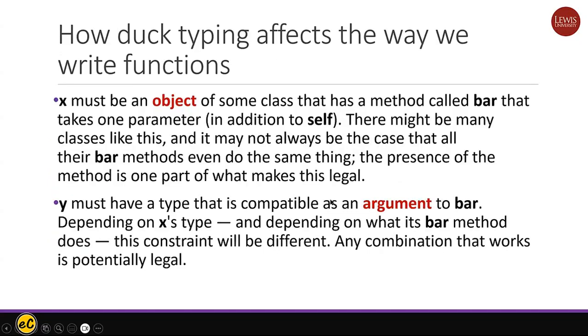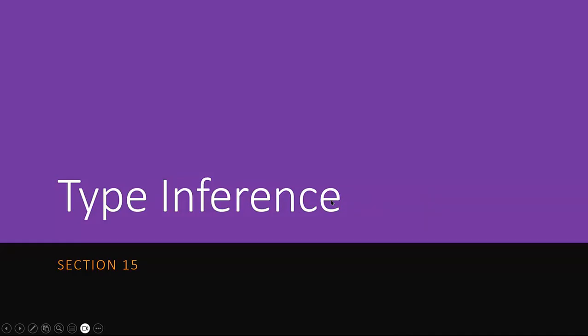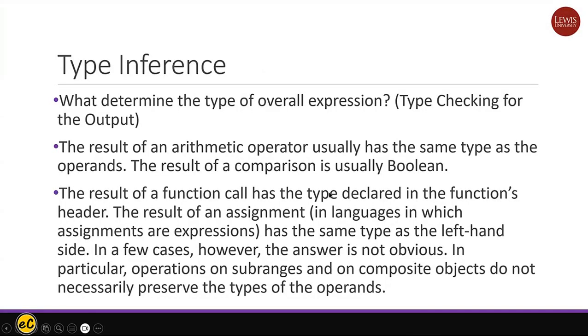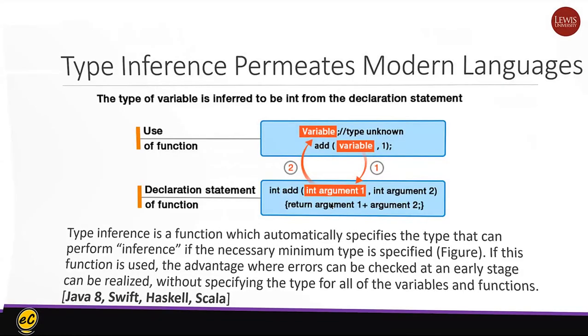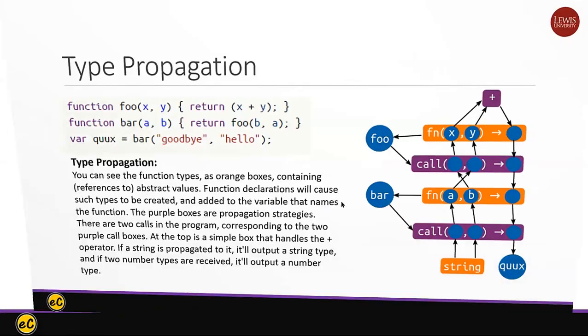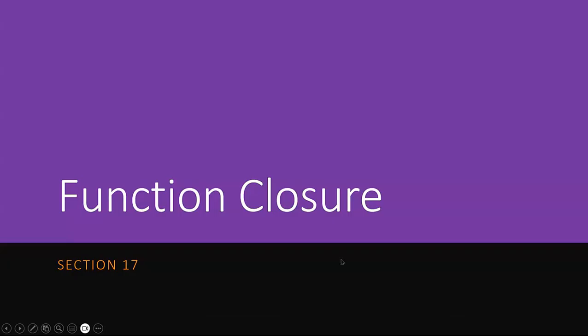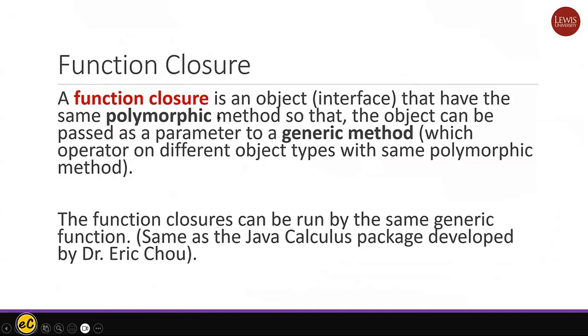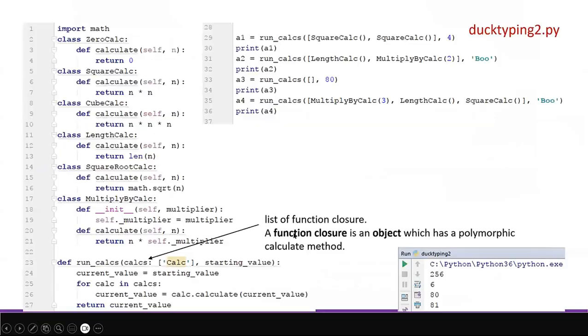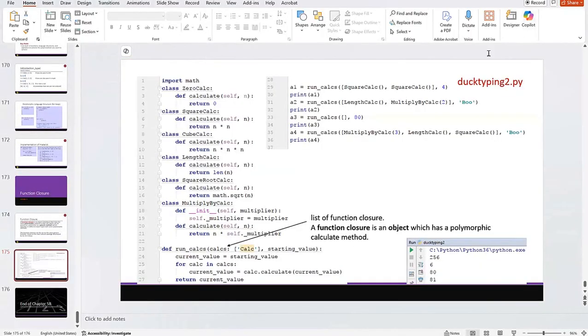So far we have pretty much finished this chapter. There are details, but you can study them. We just give you the material, but you still need to study it. The last topic is function closure. A function closure is an object that actually performs a polymorphic method.